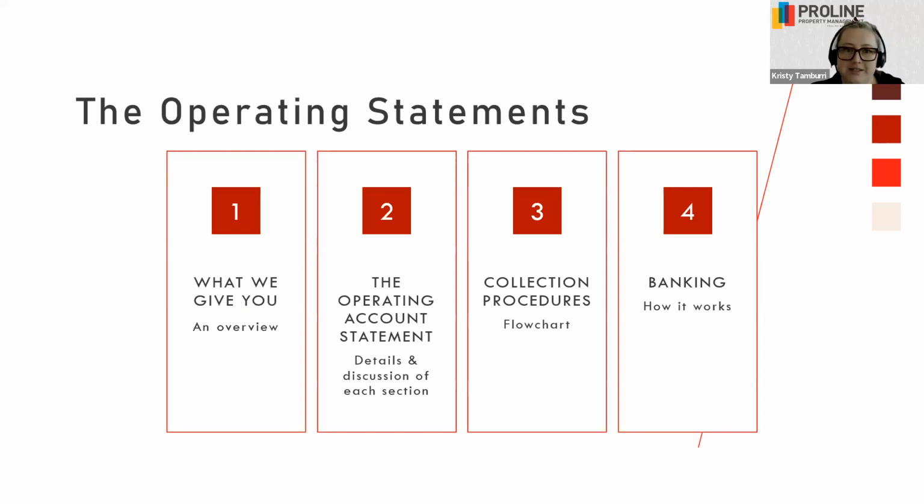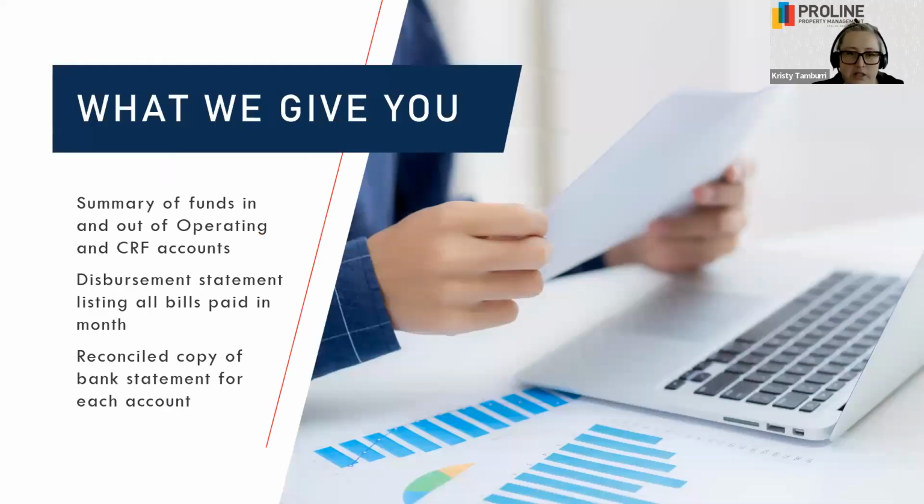And so first, we are going to look at what Proline provides in terms of financial operating statements. The manual gives a very detailed summary around the financial services that Proline provides to strata corporations. We're ultimately going to go through a number of slides following this one that look at a sample operating statement so that we can really understand what each component of that statement means and what information is contained in those sections.